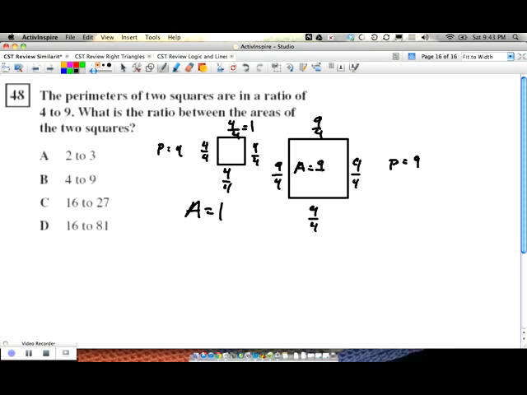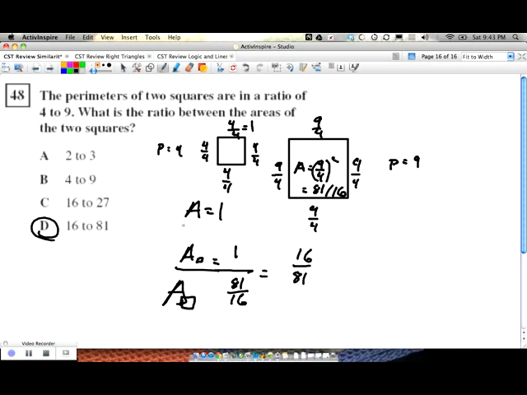We're trying to figure out the area of this one. Well, that would be 9 over 4 squared, which is really 81 divided by 16. So the area of the little square over the area of the big square is going to be 1 over 81 over 16. And if I were to simplify that, it's kind of like 1 over a fraction. It winds up becoming 16 over 81. And the only thing that would even come close would be D.